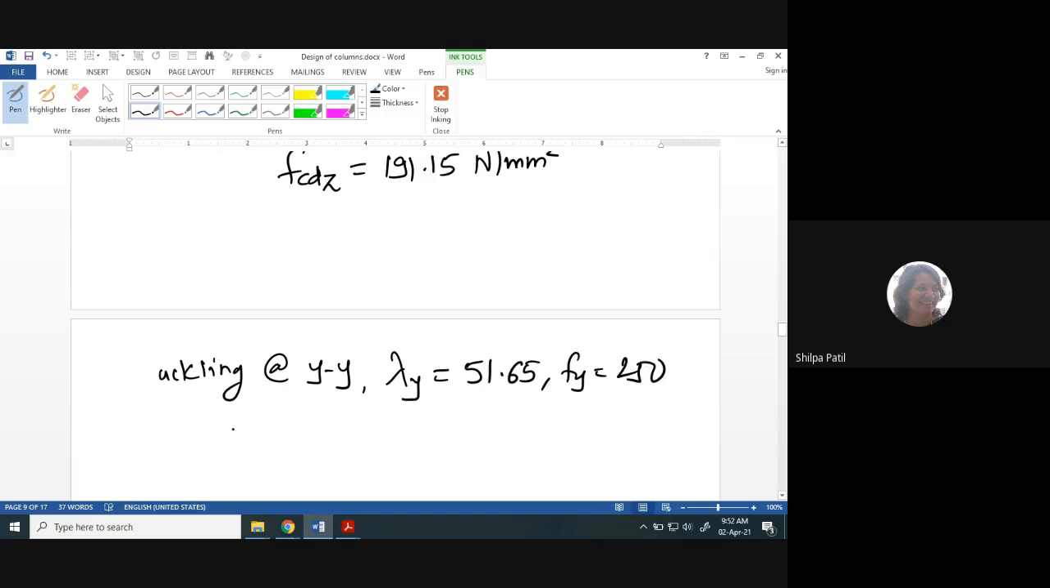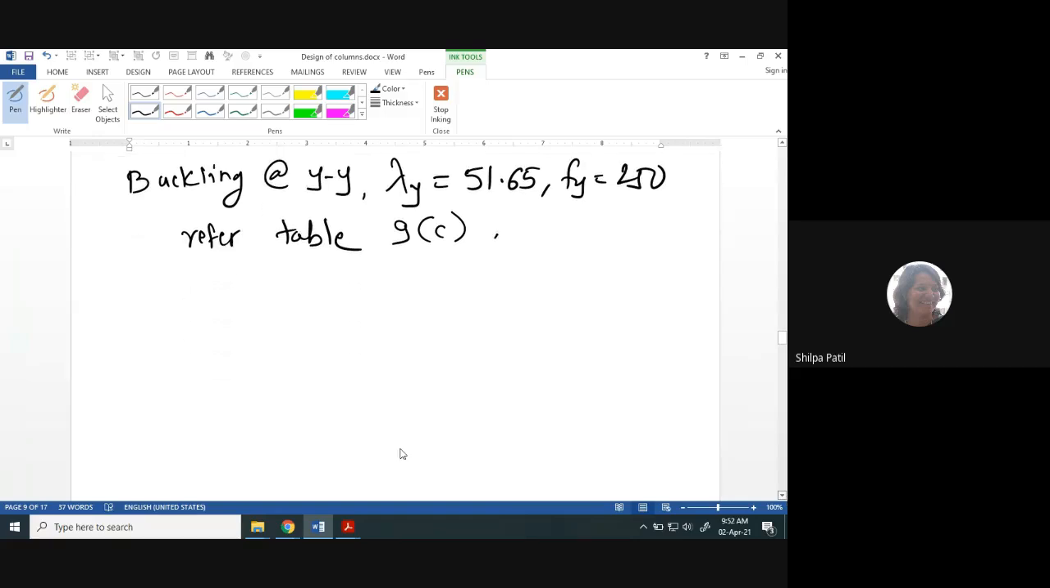And for Fy equal to 250, now we have to refer to the table. What is the buckling class about the y axis? It is C. So we have to refer to table 9C. Okay.